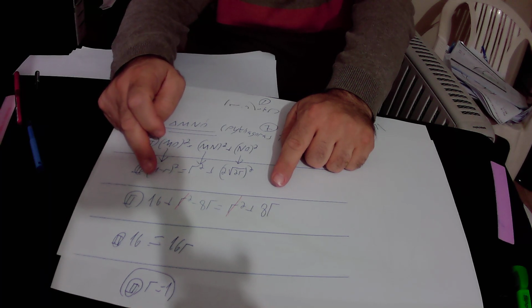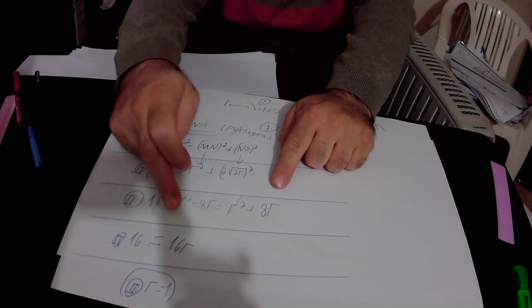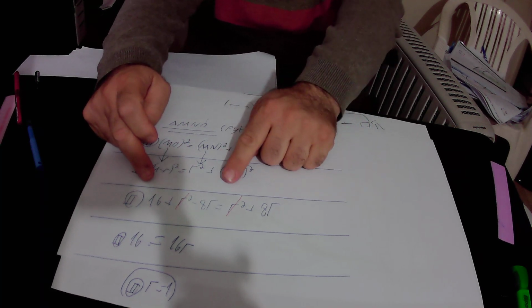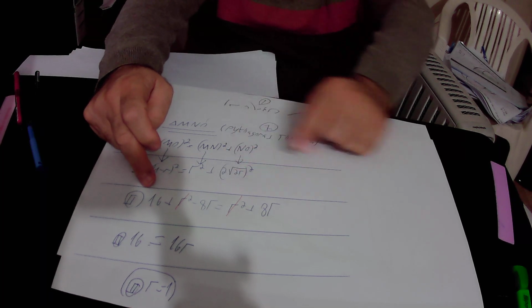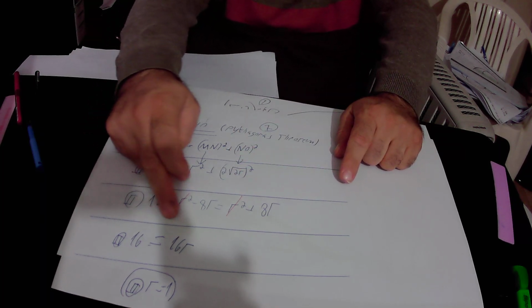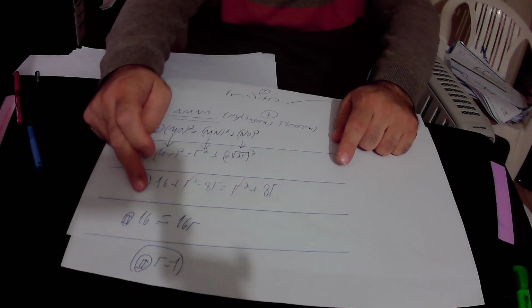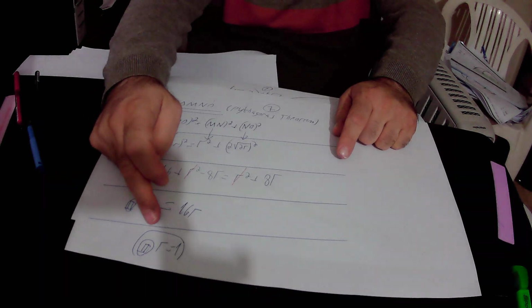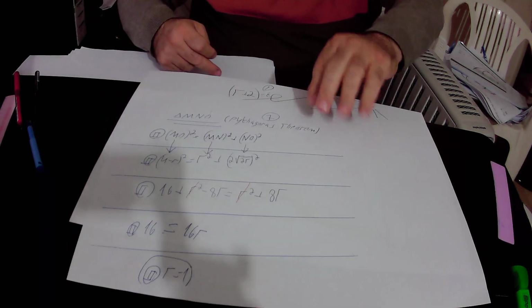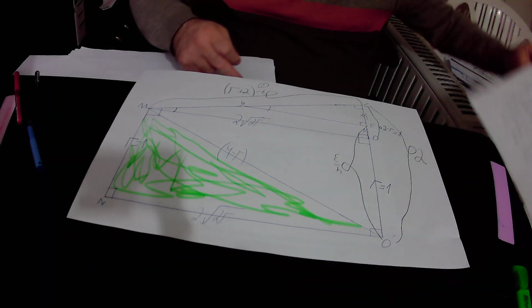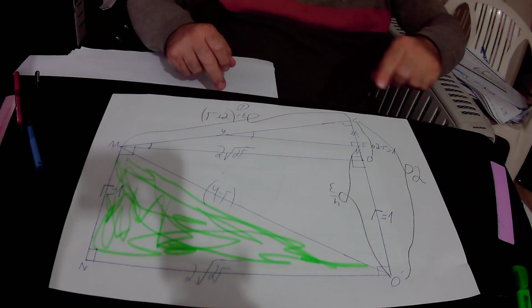Here 8R plus 8R is 16R, and 8R minus 8R is 0. So in total we got that 16 equals 16R. We divided equation number 2 by 16, and we found out that R, the radius of the small circle, equals 1. So the radius of the small circle equals 1.